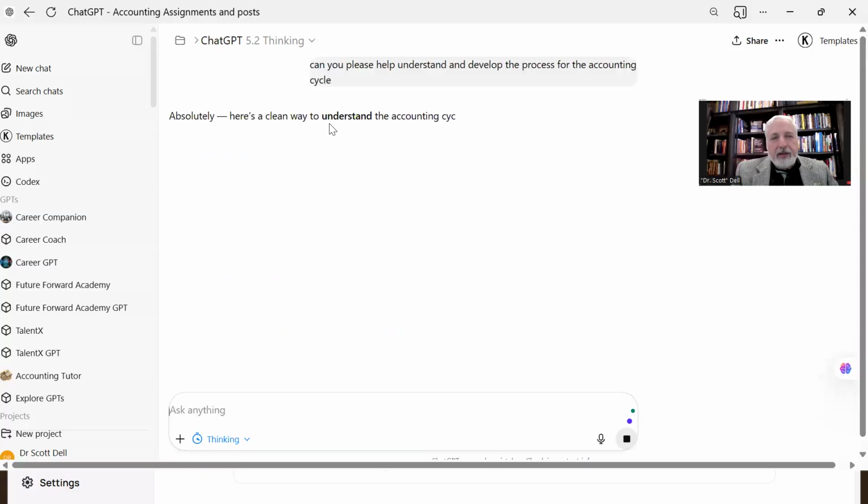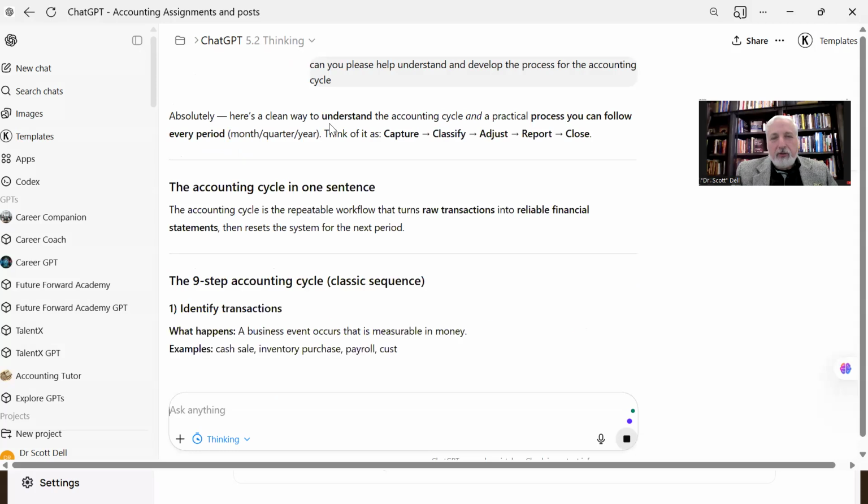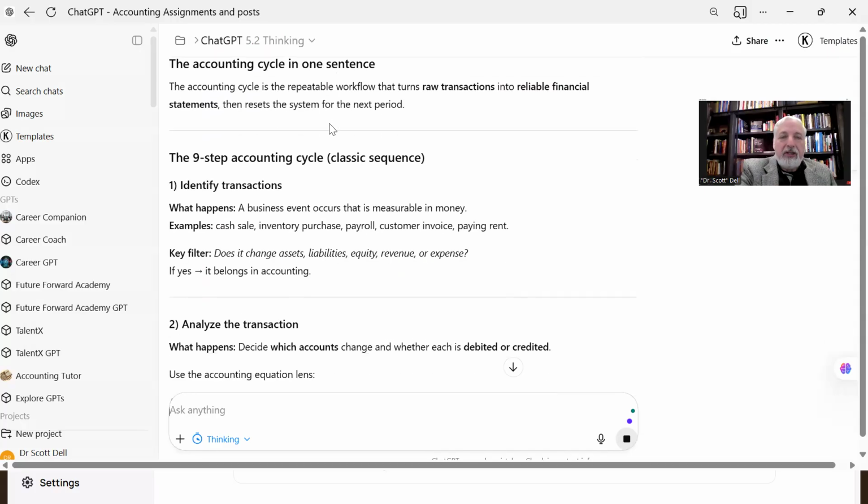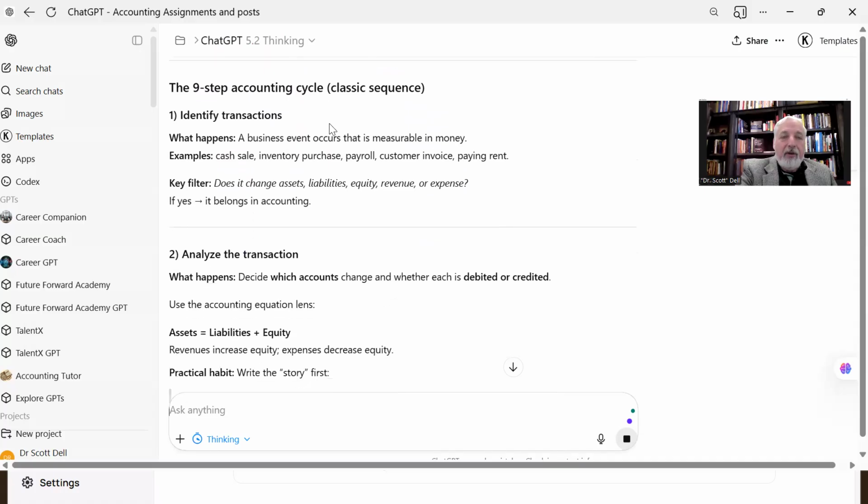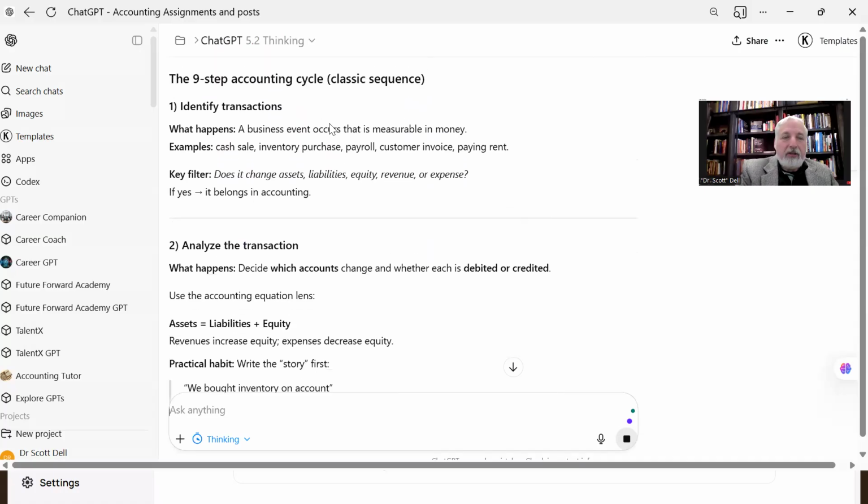So it started thinking. I use a thinking model. There are reasoning models and other good things. And in one sentence, the repeatable workflow that turns raw transactions into reliable financial statements, representing the system for the next period. So again, it's from the stuff that's happening to the reporting of it. And so let's go through individually what each of those processes are and make sure we have some clarity on that. So we start out with a business event.